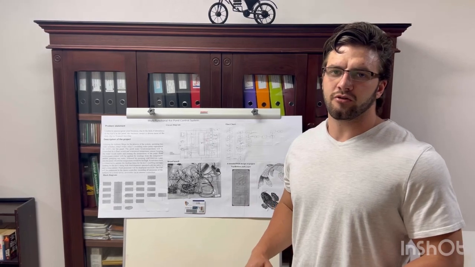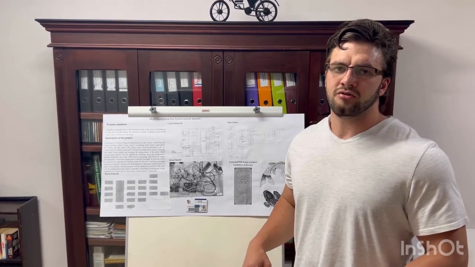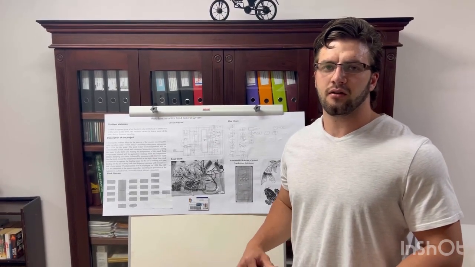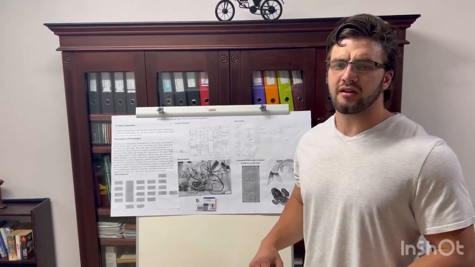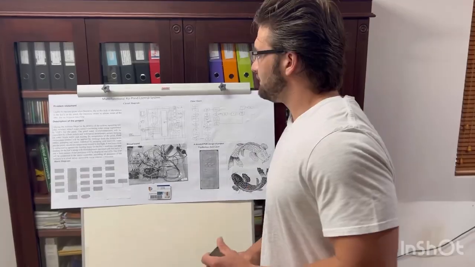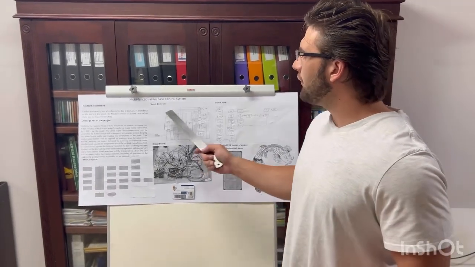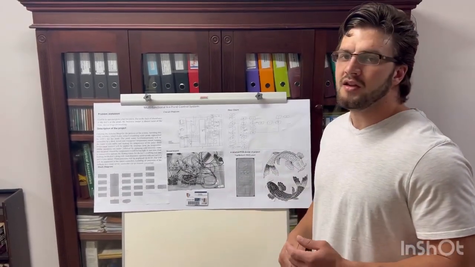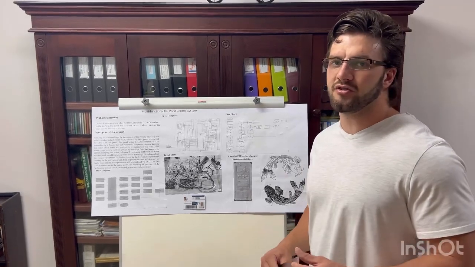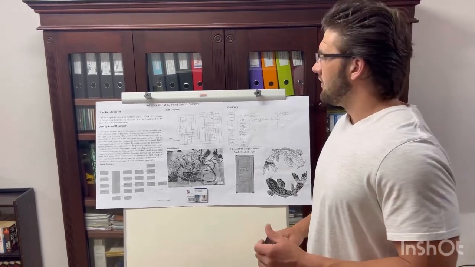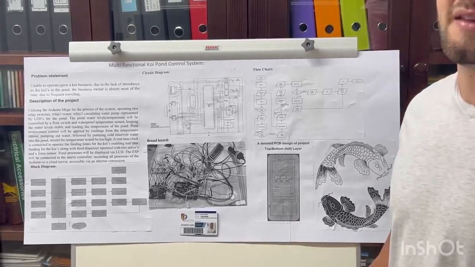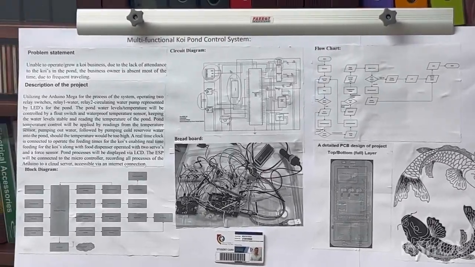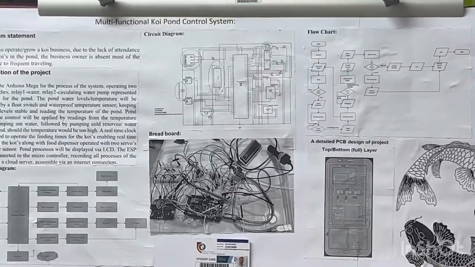The client wants to grow the koi pond, but due to lack of attendance and constant traveling, the client is unable to take care of the koi pond. The multifunctional koi pond control system is a system that resolves all the issues for the client. The system runs everything that the pond may require automatically since it has the sensors to do so.